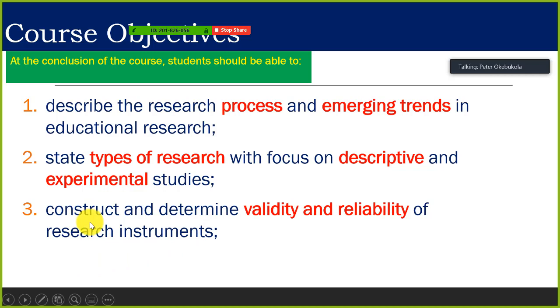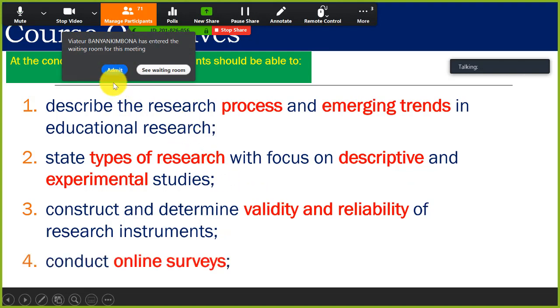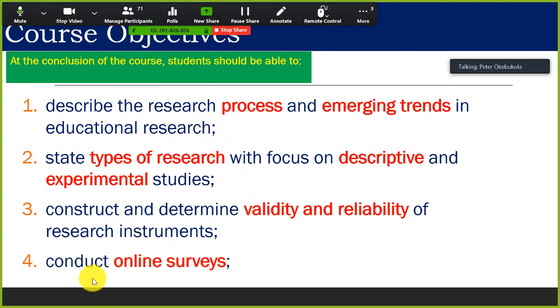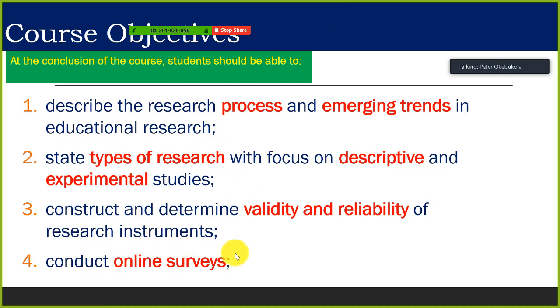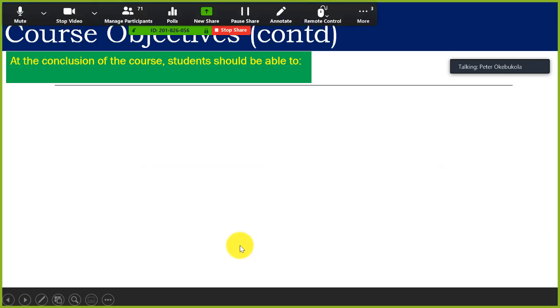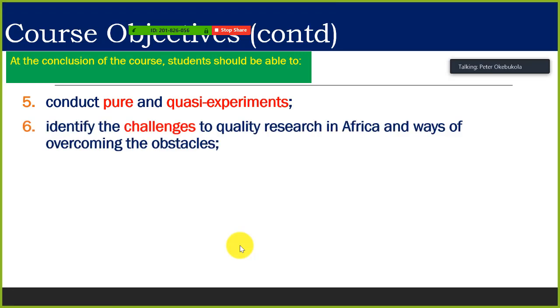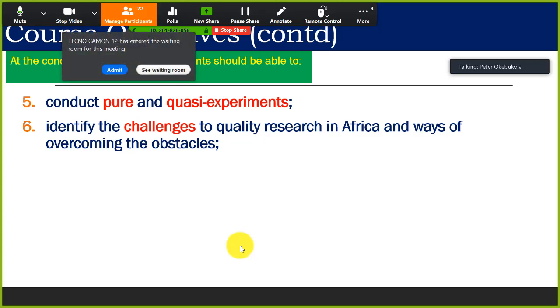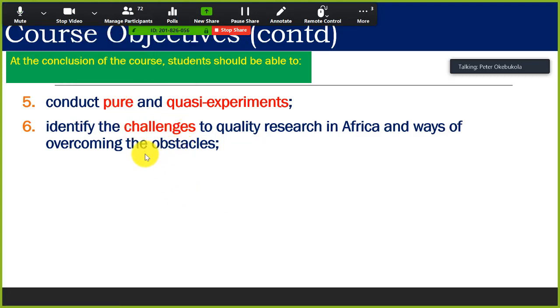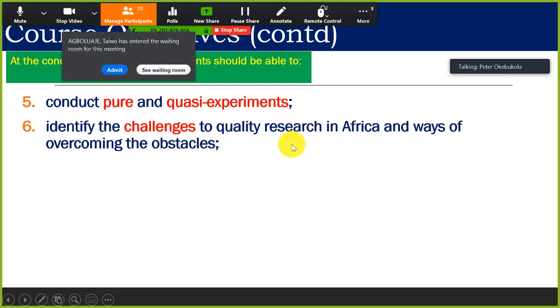We will be constructing research instruments and determining their validity and reliability. We'll also be conducting online surveys, and we'll learn skills of conducting online surveys. What are the other goals of this course? We'll be conducting pure and quasi experiments. In the US, the pronunciation is quasi, but here we want to call it quasi experiments. And then we'll look at challenges to quality research in Africa.